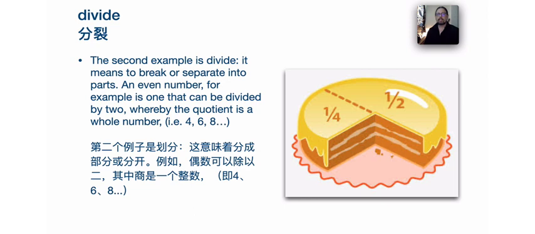Divide. The second example is divide. It means to break or separate into parts. An even number, for example, is one that can be divided by 2, whereby the quotient is a whole number. So 4 divided by 2 is an even number. 2, 6, 3, 8, 4, and so on. They can be evenly divided.